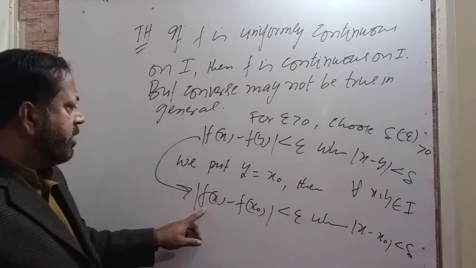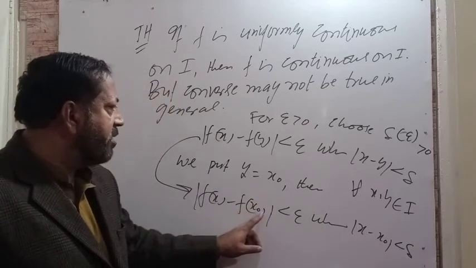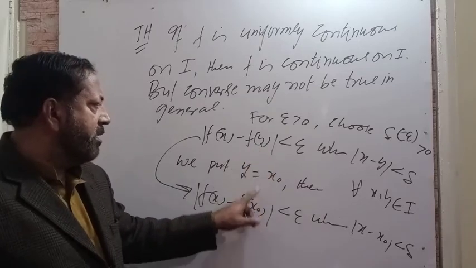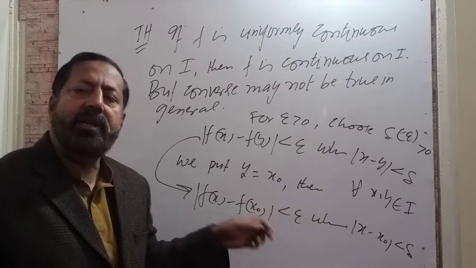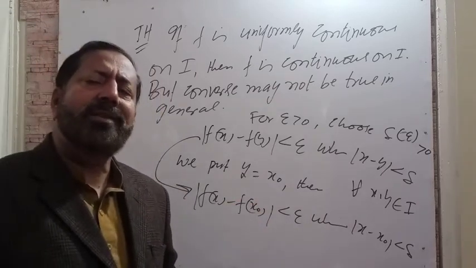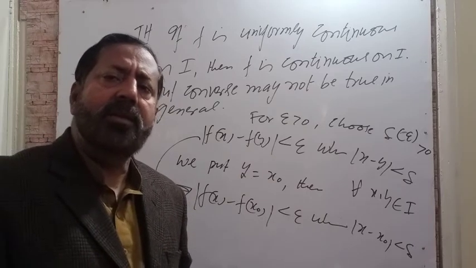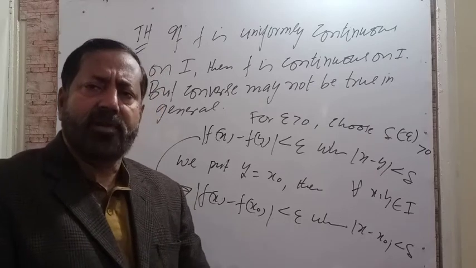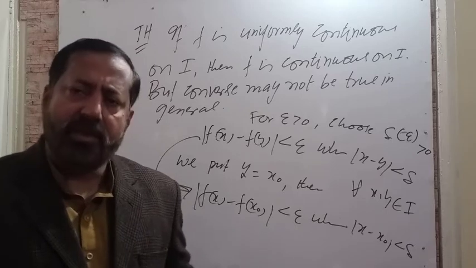This is the definition of continuity at a point x naught. Since y was an arbitrary point, this function is continuous at all such x naught. So if a function is uniformly continuous, then it is obviously continuous as well. However, a continuous function may not be uniformly continuous. So let's have another example.